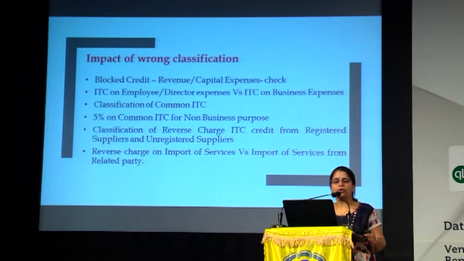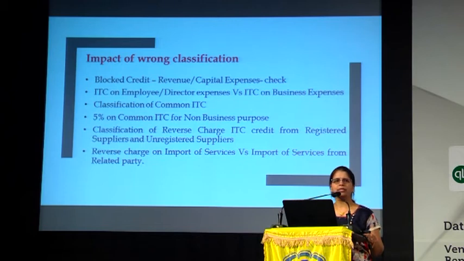5% on common ITC for non-business purpose. We have in Rule 42 saying that 5% of your common credit is deemed to be non-business purpose. What is non-business actually? It is nothing but use for your personal purpose and not used in the course of business. According to my view, if you can prove with your documentation and with your other supporting ledgers, whatever you have maintained, that the input tax credit we are having is used only for business purpose, then this 5% reversal is not required.